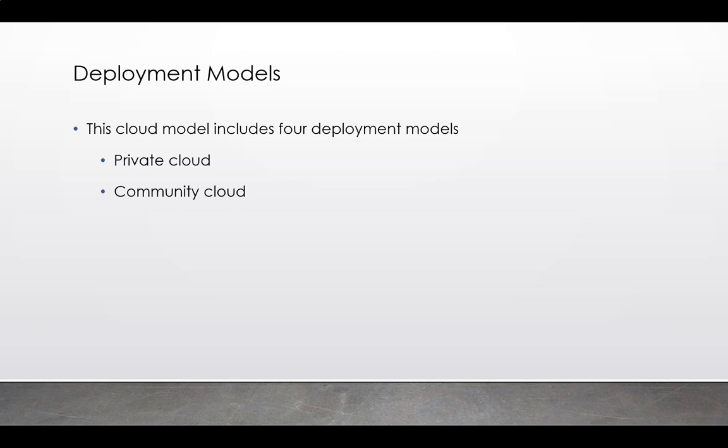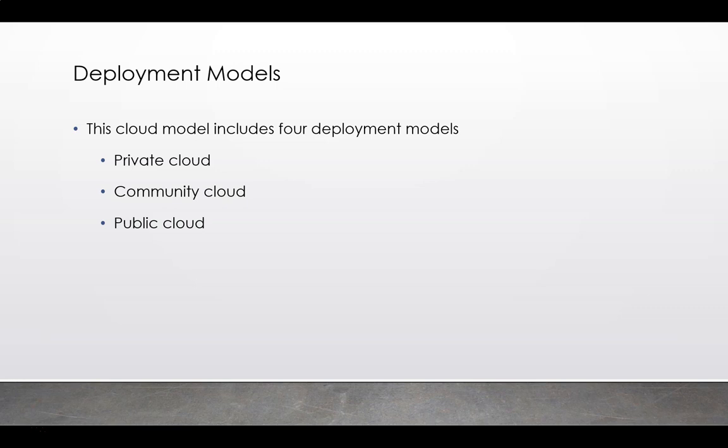Community cloud. The cloud infrastructure is provisioned for exclusive use by a specific community of consumers from organizations that have shared concerns such as mission, security requirements, policy, and compliance considerations. It may be owned, managed, and operated by one or more of the organizations in the community, a third party, or some combination of them. And again, it may exist on or off premises.